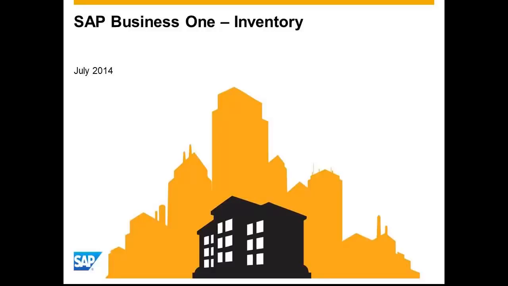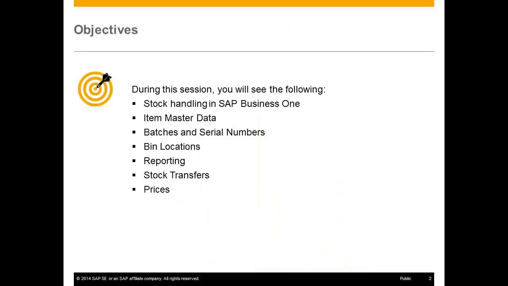The objective of this session is to showcase some of the key features and functionality within the inventory area of the Business One product, including stock handling, item master data, batches and serial numbers, bin locations, reporting, stock transfers, and prices. Within the latest release of the solution, enhancements have been introduced to more easily manage stock by units of measure, pricing, and related components.